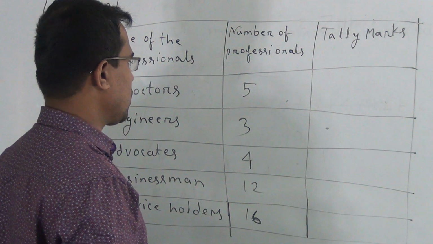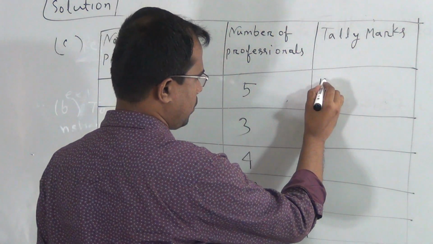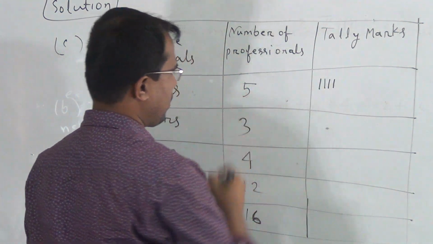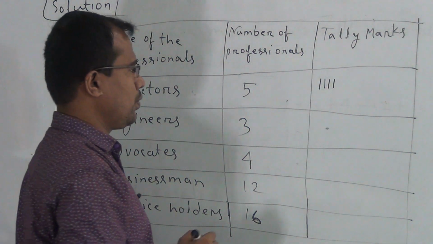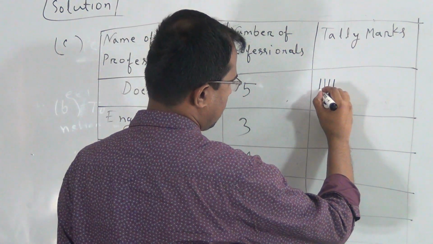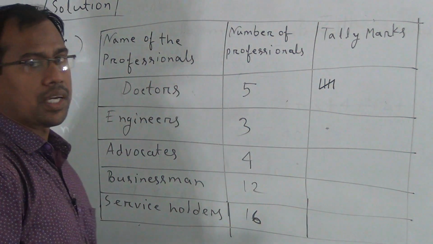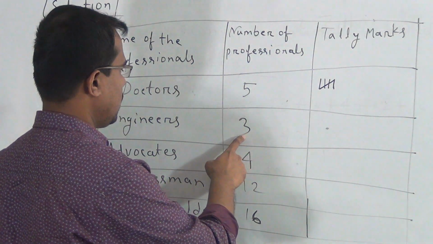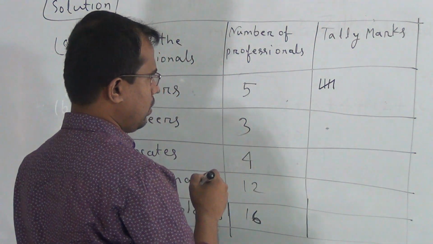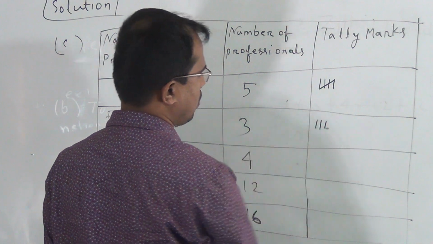Now we will write 5 using tally marks. For 1 we will give 1 straight line. For 2 we will give 2 straight lines. For 3 we will give 3 straight lines, and for 4 we will give 4 straight lines. Here 5 exists. For denoting 5, we have to cut these 4 sticks diagonally. Then this symbol indicates 5. Now we have to indicate 3 using tally marks. For indicating 3, we will give just 3 straight lines, 1, 2 and 3.